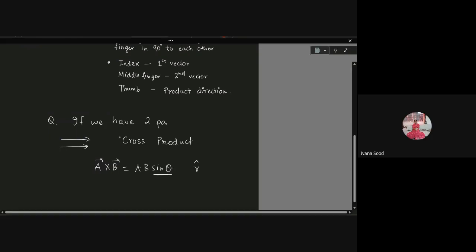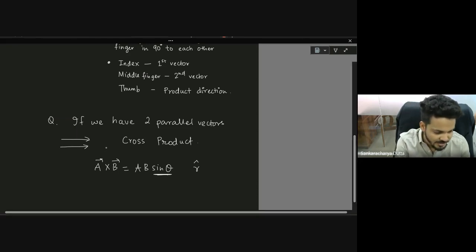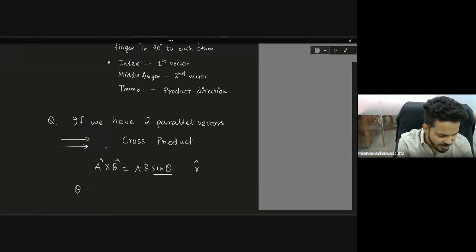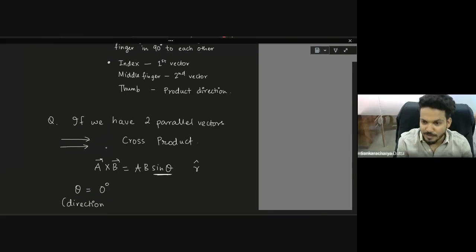So the direction would be the same direction in which they are parallel, right? Yes. Two vectors are called parallel vectors only if their directions are the same. If the directions are the same, then theta is going to be 0 degrees. No, I'm saying the direction of the product would be the same as the vectors, right? The direction of the product will be... no. The thing is, the product itself is 0.